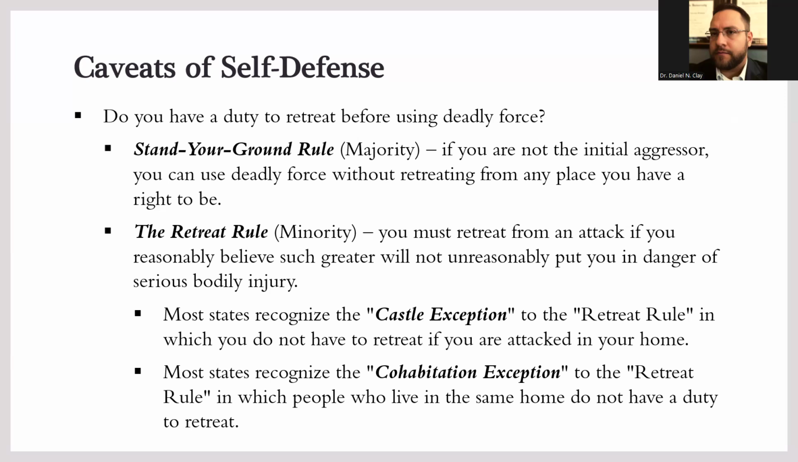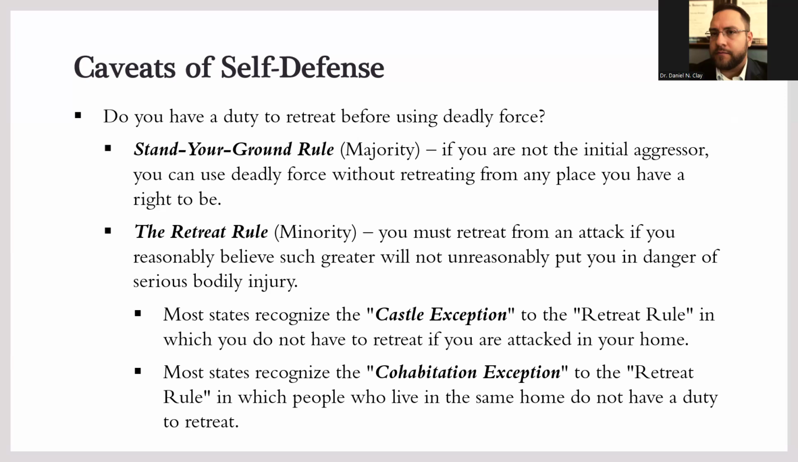Yeah, and in these states you do. You have to try and run away. If you can't run away, you're cornered. Then and only then can you use deadly force. Now the question is in these states, if the state requires you to run away, what about if you're home? What about if you're in your own house?